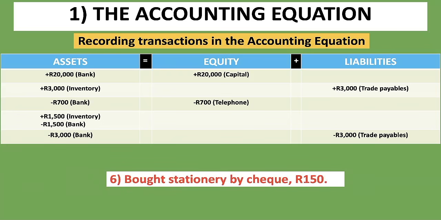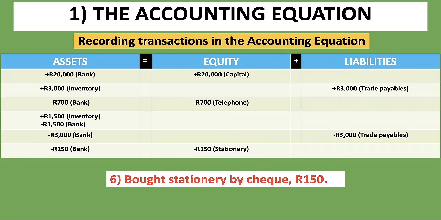Let's look at number 6. Bought stationery by check, 150 Rand. Now, what are the two accounts here? Well, you see the word check here, so you know that bank is involved. That's an easy one. And what is the second account? What were we paying for? What were we buying? Well, we're buying stationery. And what is stationery? Stationery is an expense account, if you did not know that. Stationery is an expense. That means it goes under equity. So it's going to be minus 150 Rand under bank and minus 150 Rand under stationery, which is an equity account. So here's how it's going to look.